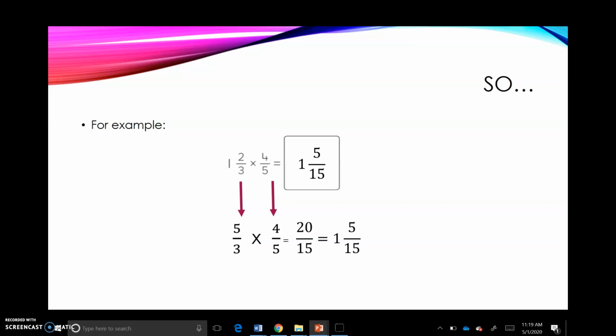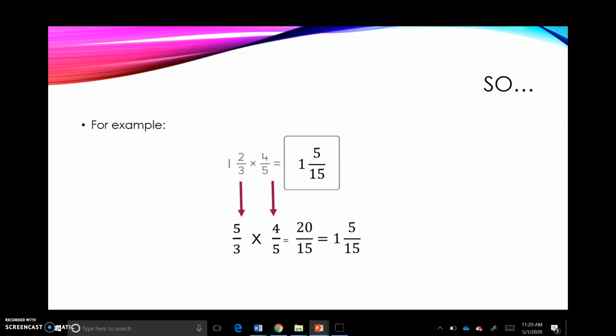This is where it's a little bit easier, because we don't have to change the fraction in this case to an improper fraction. We can just keep the fraction as is. And then we're just going to multiply right across. So 5 times 4 is 20. 3 times 5 is 15, and our answer becomes 20/15, which we can then simplify to 1 5/15. It's as simple as that.